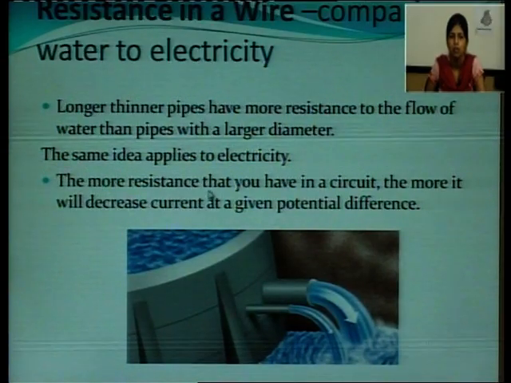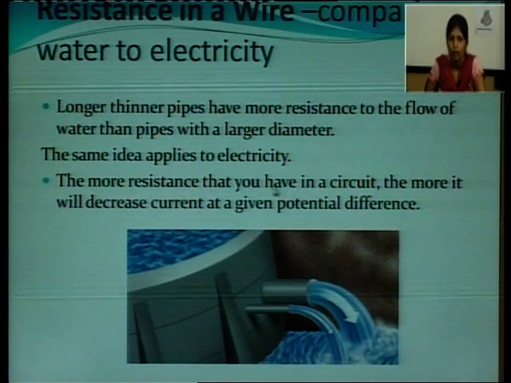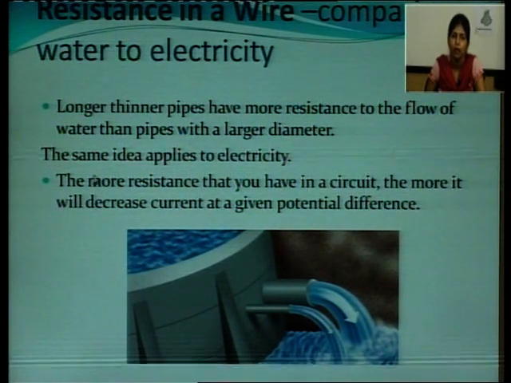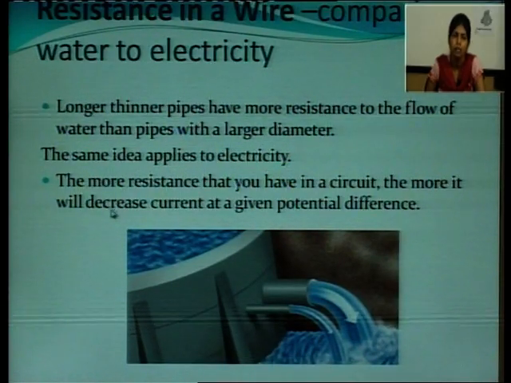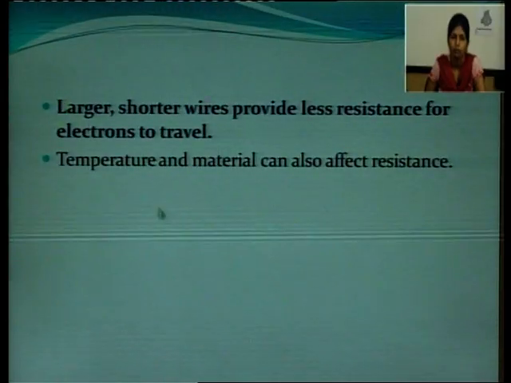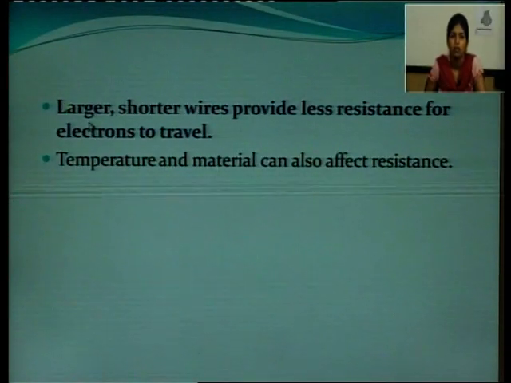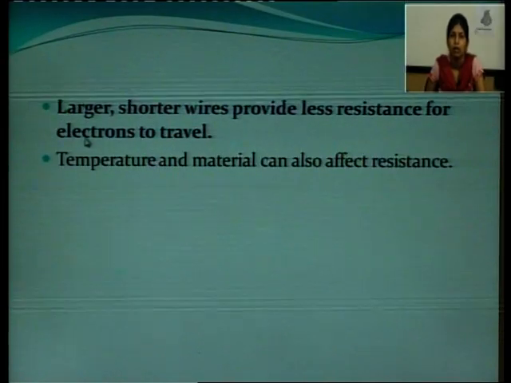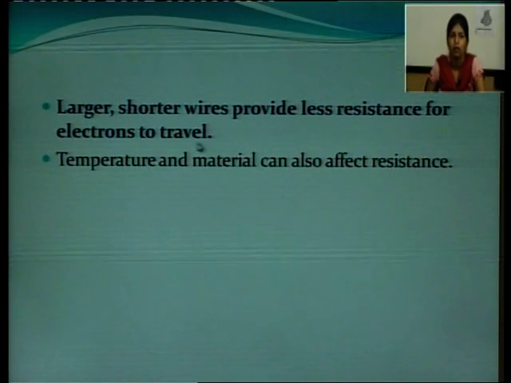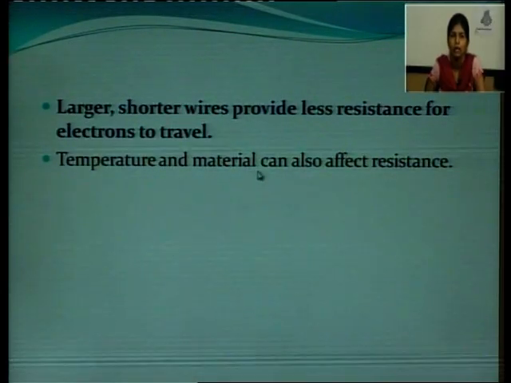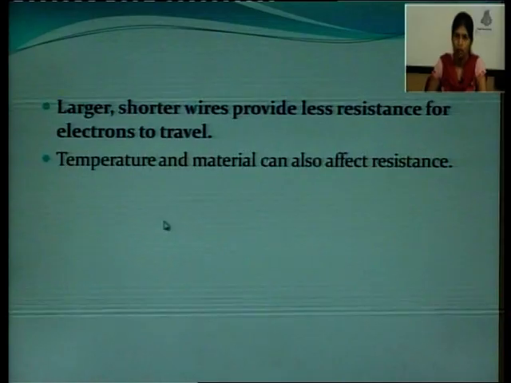The more resistance that you have in a circuit, the more it will decrease current at a given potential difference. So if the value of resistance is high, then obviously the current will be less in the circuit. So larger, shorter wires provide less resistance for the electrons to travel, and the temperature and material can also affect the resistance.